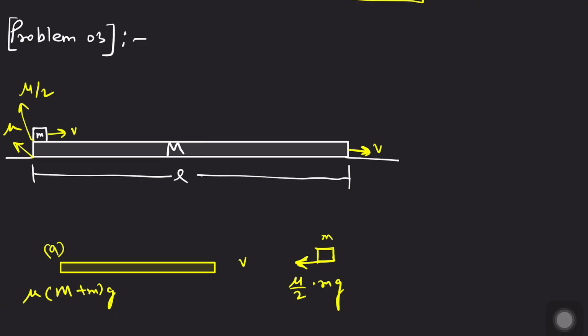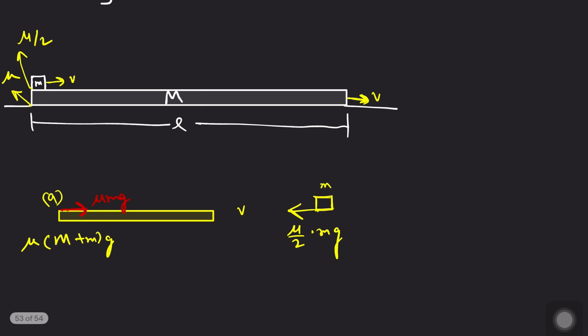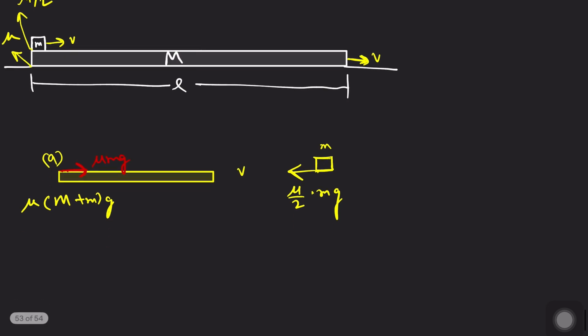Now, because the friction on this body is acted in this direction, using Newton's third law I can say the friction on this will be in this direction, and that will be mu mg. Now if you understood this much, then I think we can solve the problem very easily. So let me solve it for you.